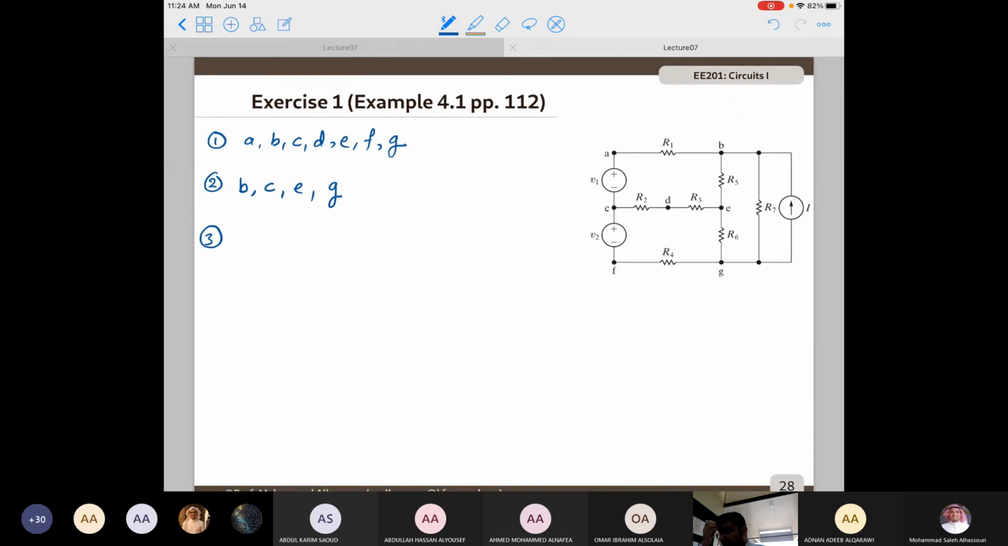Let's see here. Node A is connected with node B through R1, and node A is connected to node C through V1. So R1 and V1 are branches in this case. Node B is connected to node A with R1, which is included, connected to node E with R5, connected to node G with R7, and connected to G also with I. Going to node C, we include its connection with node A. It's connected with node B with R2 and with node F with V2.